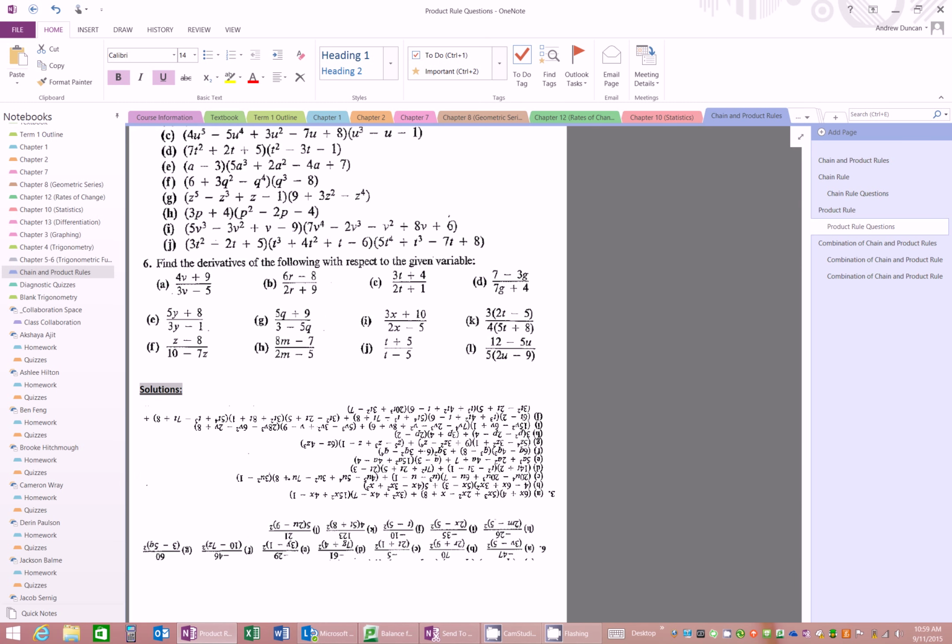Next lesson we'll be combining all the rules together, and I guess it'll get a little bit more complicated, and your chain rule and product rule will be really important.